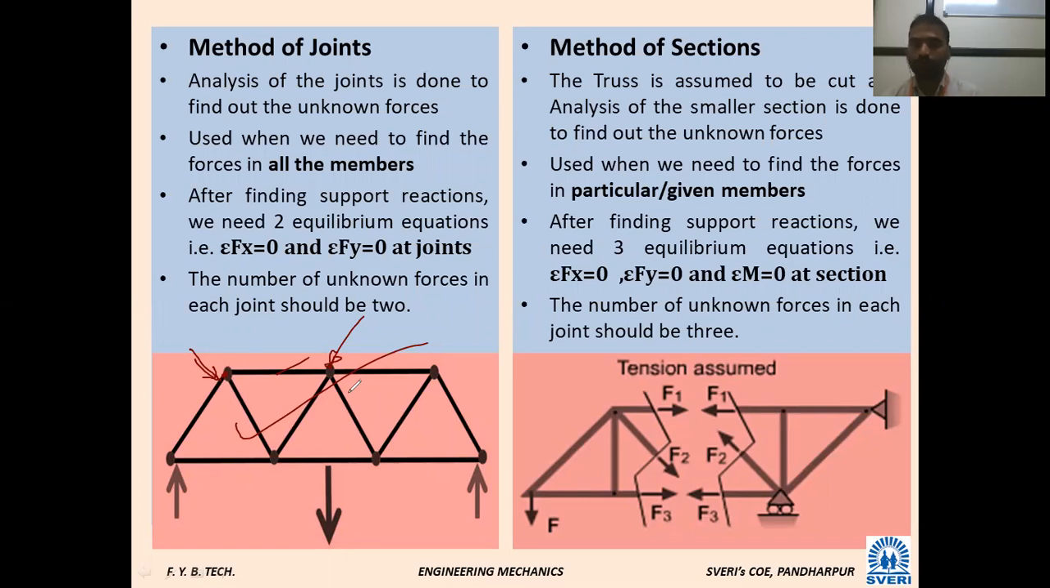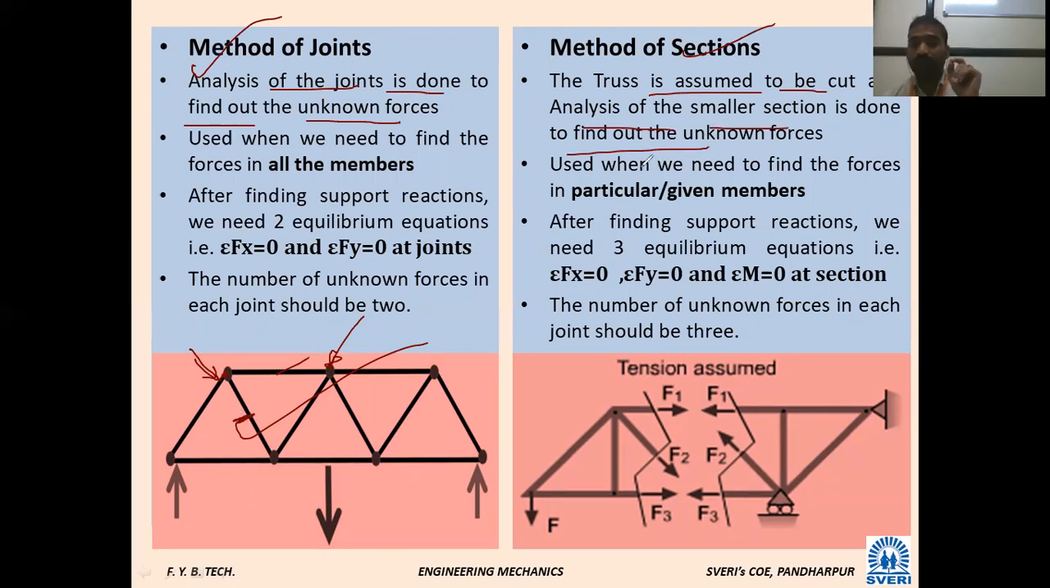Okay, so how to find out? By method of joint and by method of section. Analysis of joints is done to find out the unknown member forces. I don't know the member force in this member, so I have to adopt this joint method. Then the truss is assumed to be cut and analyzed in smaller sections to find out the unknown forces.